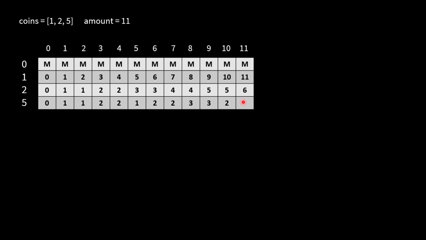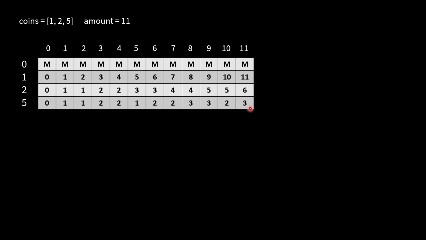Now we are at the last cell. The value at this cell will indicate our required answer. We can take either 6, or subtracting 5 from 11 gives us 6. The value here is 2. We have to add 1 with this 2, that means 3. The minimum between 6 and 3 is 3. So 3 is going to be our final answer.